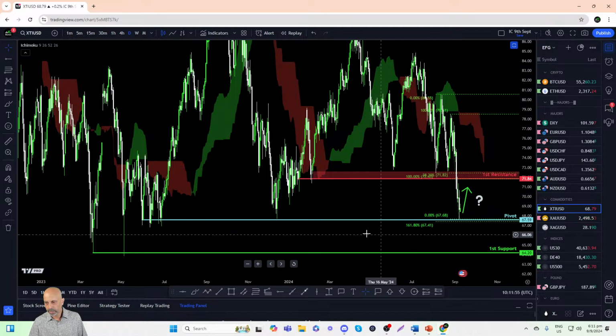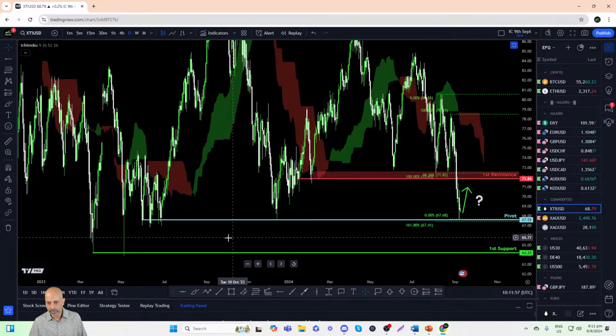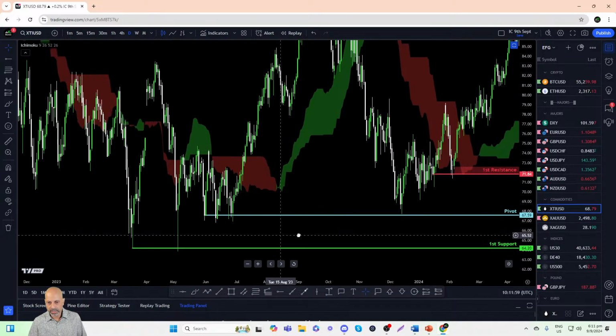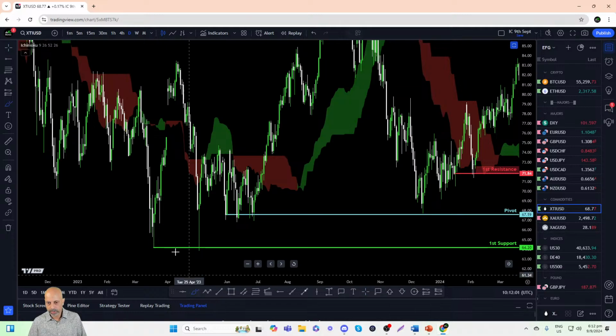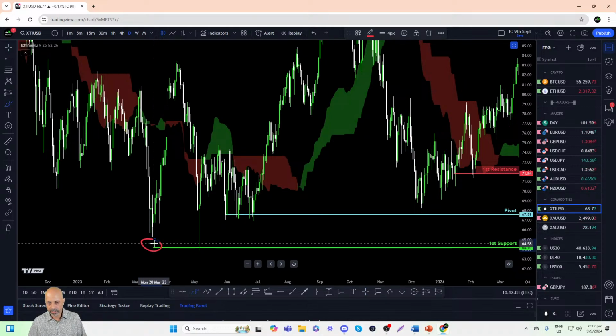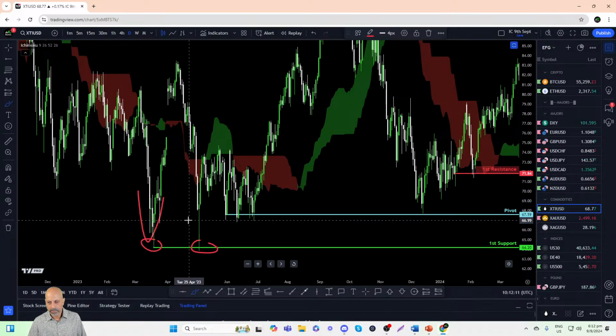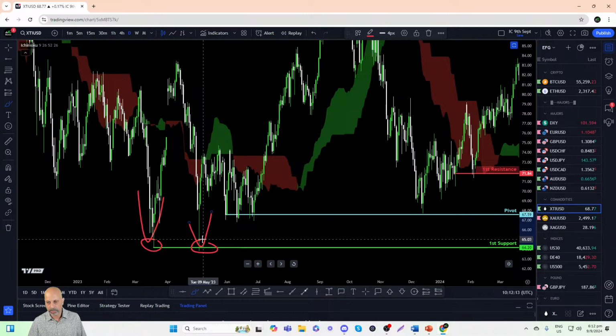And finally, when you zoom out and look a little further below, I see another multi-swing low support, which took place in the third week of March 2023, and once again at the beginning of May in 2023. So this creates another multi-swing low support here. It's almost like a double bottom, which has been identified as the first support, which is at $64.20 per barrel.